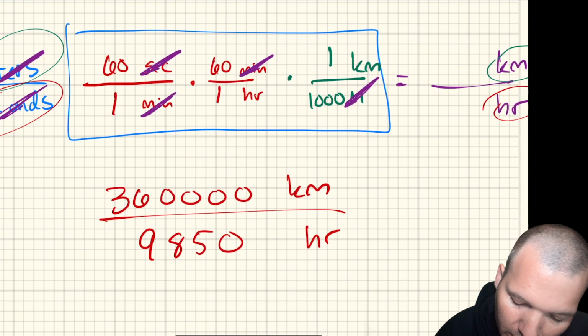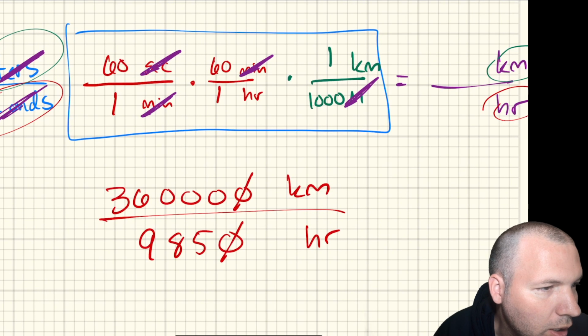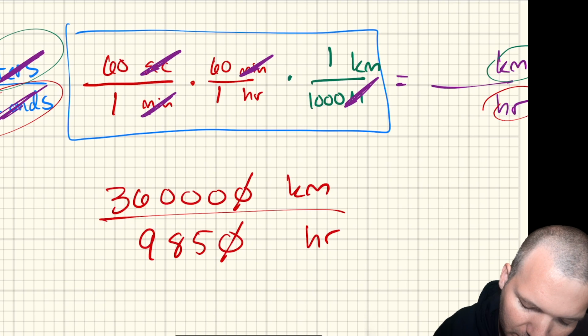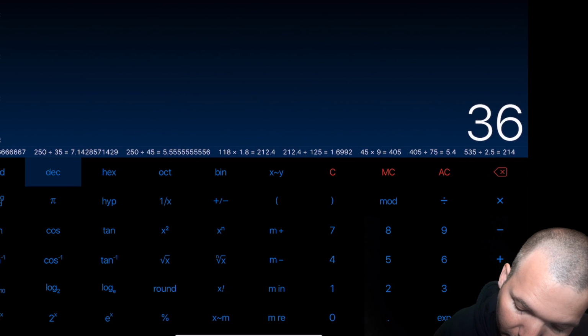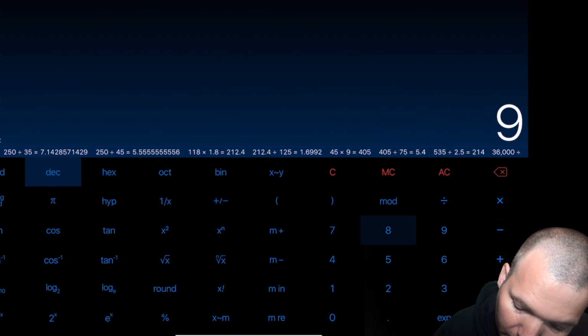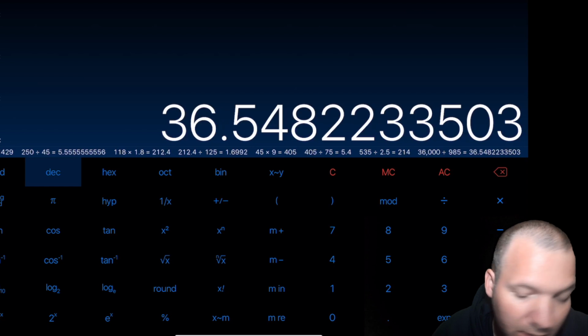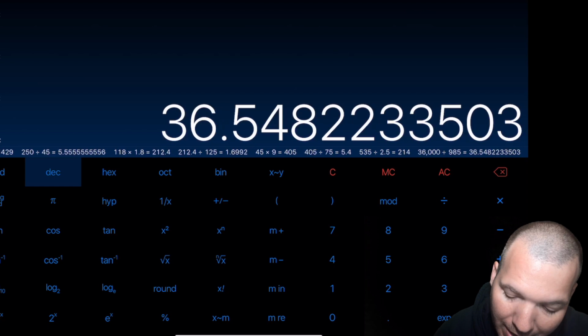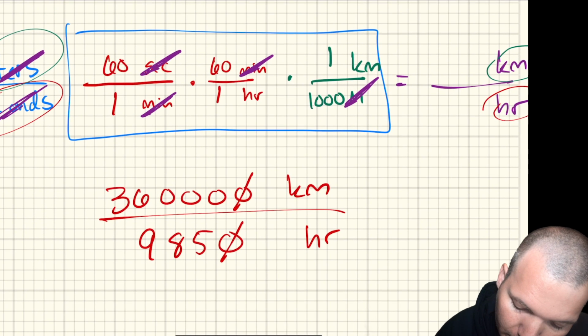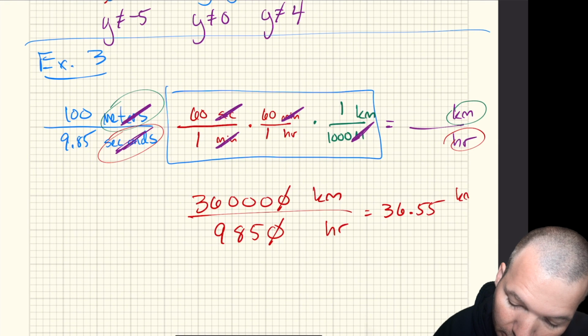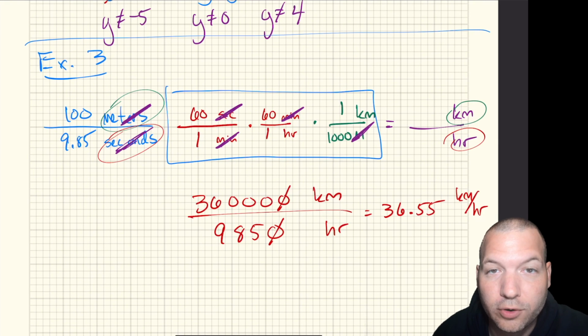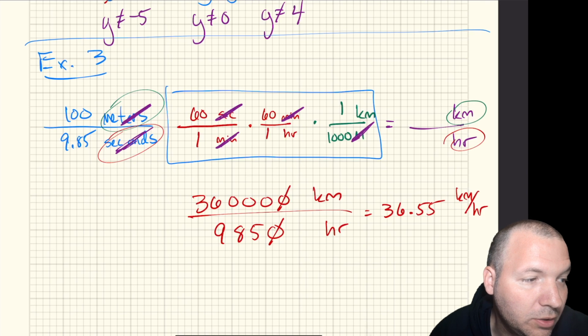It looks like in the book they canceled some of these zeros out. So they got, I don't know why they would do 98.5. That's a little bit weird. But you should have 36,000 divided by 985. And of course, we get the same answer, 36.548. Actually, they rounded incorrectly. 36.55 kilometers per hour. I don't know. Seems fast for a human being to me. Try and do the same thing on Check Your Progress number 3, all by yourself.